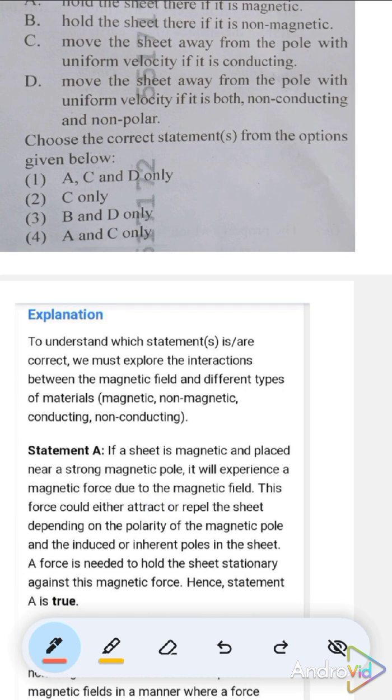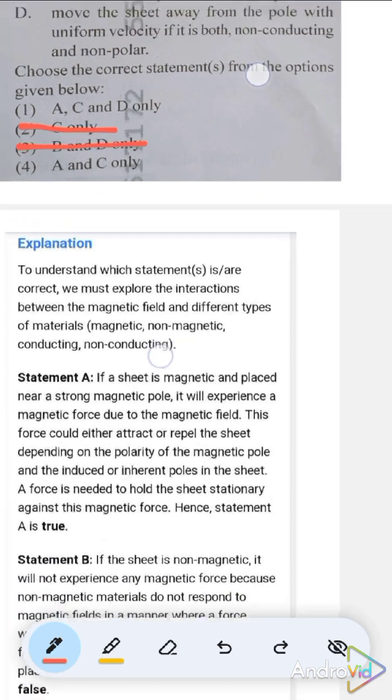So from the explanation we can say that option A is true, and hence we can eliminate option 2 and option 3, because option A is a correct statement, but option 2 says that C only is correct, and option 3 states that B and D only are correct. Now we have to sort out between A, C and D only, or A and C only. That is, we have to finalize whether option 1 is correct or option 4 is correct.